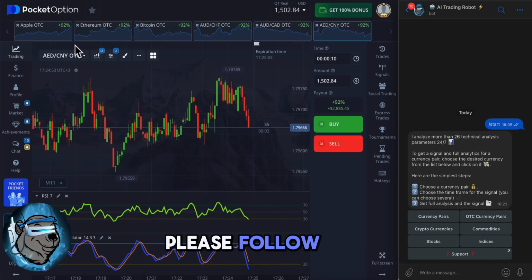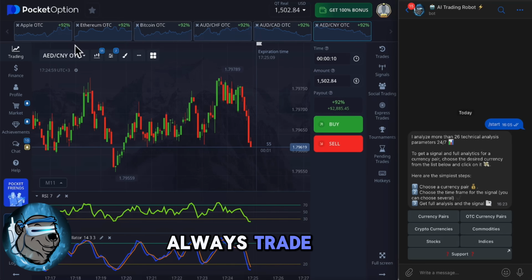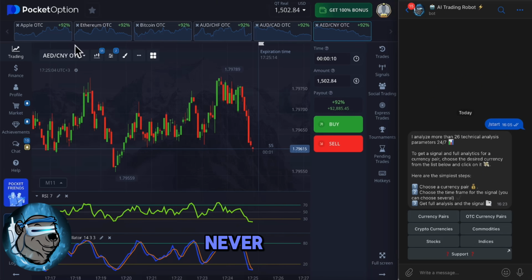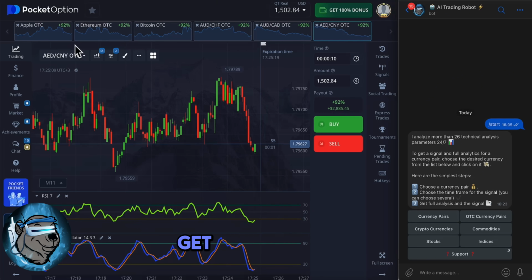So guys, please follow risk management and money management. Be careful with your capital, always trade with a cool head, don't get carried away by excitement. And most importantly, never trade or try to make money in trading with your last funds, because you can get badly burned and end up very upset.